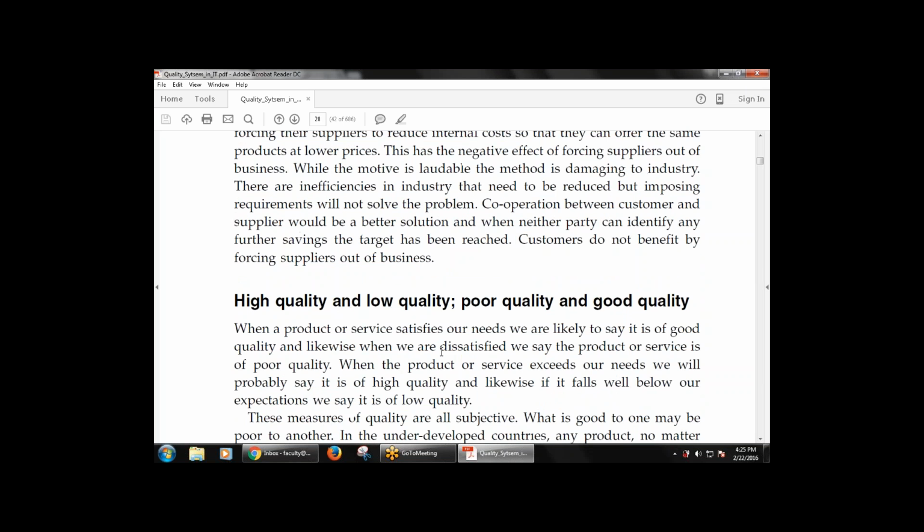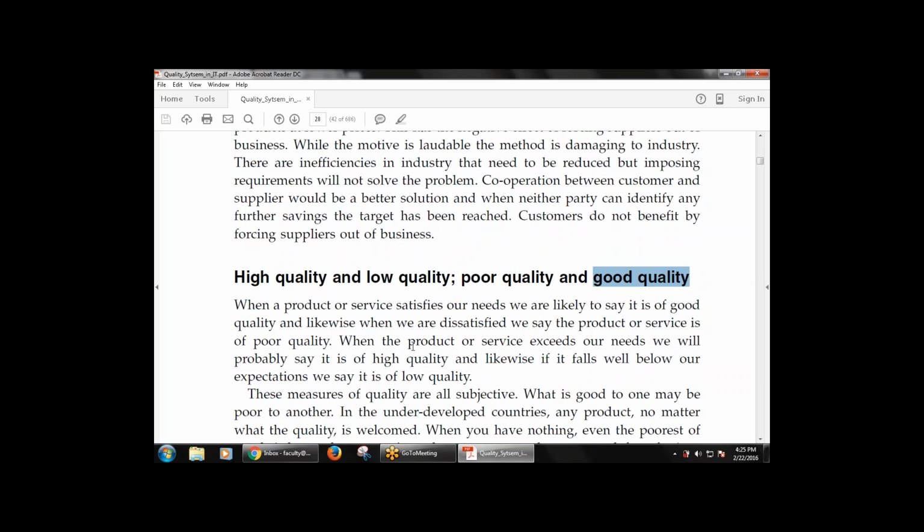and the correction. Now, next is high quality and low quality, poor quality and good quality. So there are four terms that are used: high quality, low quality, poor quality, good quality. When a product or service satisfies our needs, we are likely to say it is of good quality. Likewise, if we are dissatisfied, we say that the product or the service is of poor quality. So whenever we are satisfied, we can say it is of good quality. Whenever we are dissatisfied, we say that the product is of poor quality.